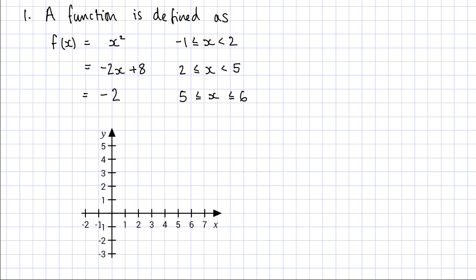This video is on drawing functions that have multiple parts. Now here I have a function that outputs x squared between -1 and 2. So that's here between -1 and 2. It outputs -2x plus 8 between 2 and 5. So that's 2 and 5 here. And it outputs -2 when I input anything between 5 and 6.